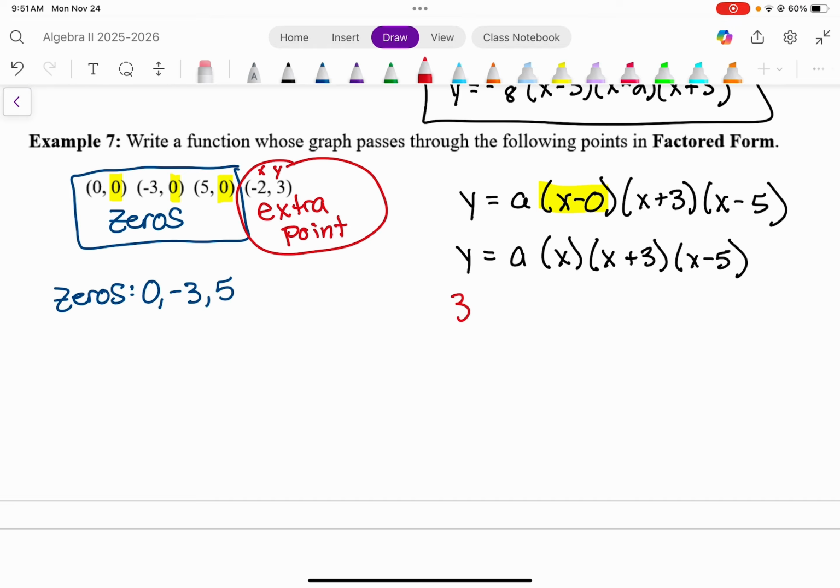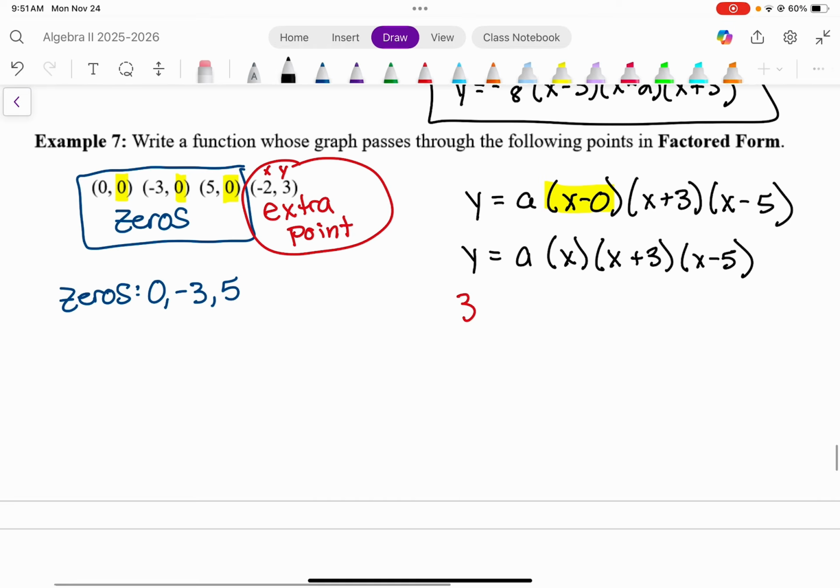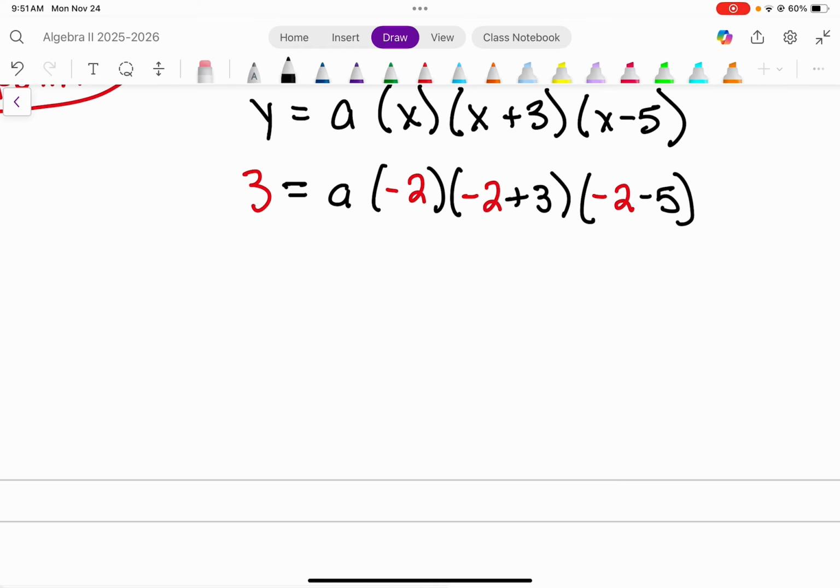For this one, y equals a positive 3. And then for our x value, we have a negative 2. And just like before, you want to simplify what's inside the parentheses first, and all of these are being multiplied together. So the first one we already know is negative 2. Then we would get positive 1 and negative 7.